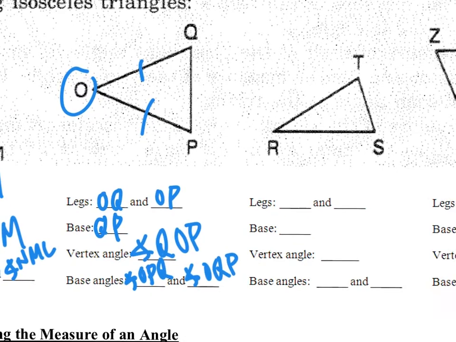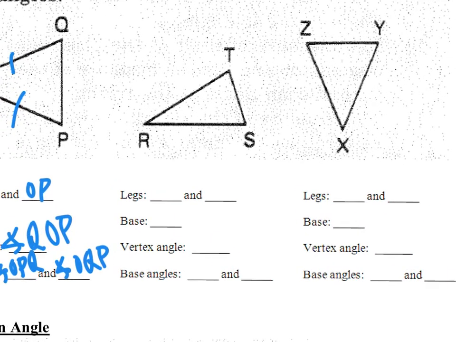Okay, let's try this one. I'm going to say that side TR and side RS are going to be congruent to each other. They're going to be our legs. So I'm going to say TR and RS. My base is going to be my leftover side, so I have TS.